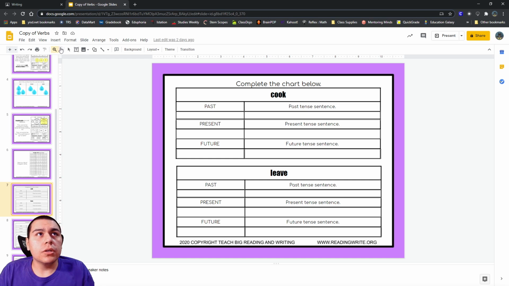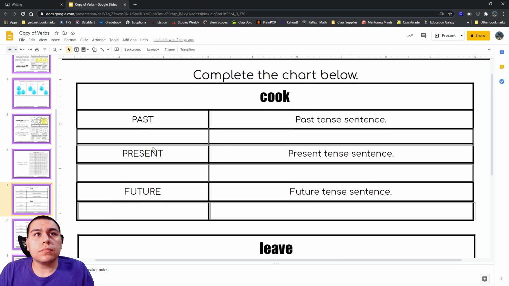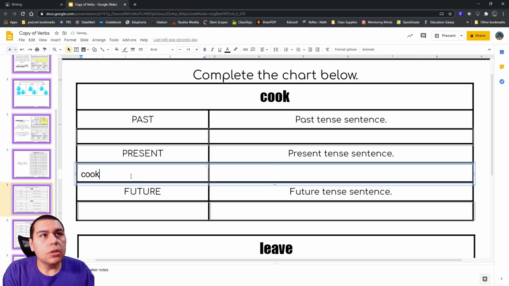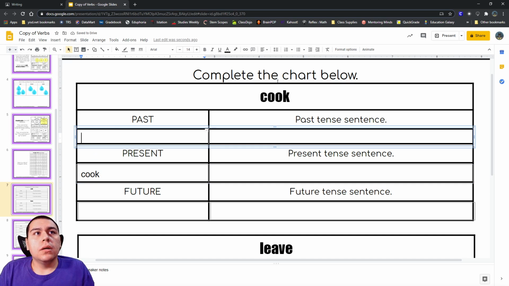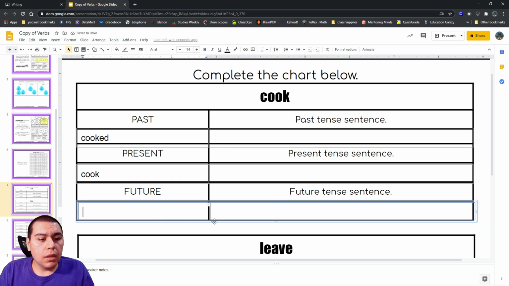So I'm going to start with cook, the regular verb. This chart gives me a few spaces. First it says past, present, and future. Well, we know the present because it's right there. So our present tense is cook. Now remember, this is a regular verb, so when I make it past tense, I add ed to the end of it. So our past tense is cooked. And our future tense would be will cook.